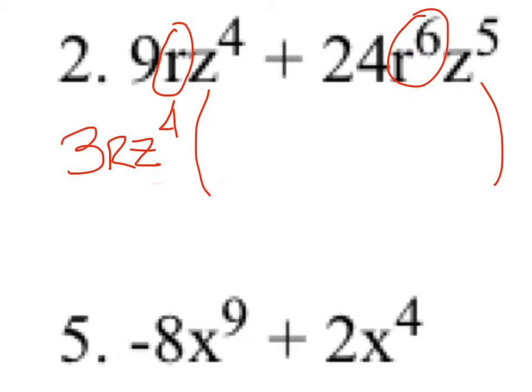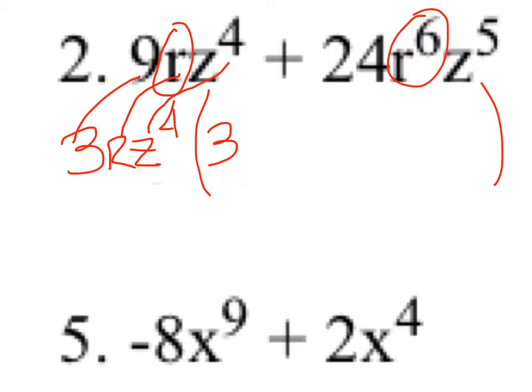What do I multiply 3 by to get 9? 3. What do I multiply r by to get itself? 1, but you don't put a 1 there because that would make 31. You could put times 1, but there's no need to put it there. So you just leave it alone. What do I multiply z to the fourth by to get itself? 1. So again, we have a 1 and we don't have to put it in there. So we're just left with 3 in that opening spot.